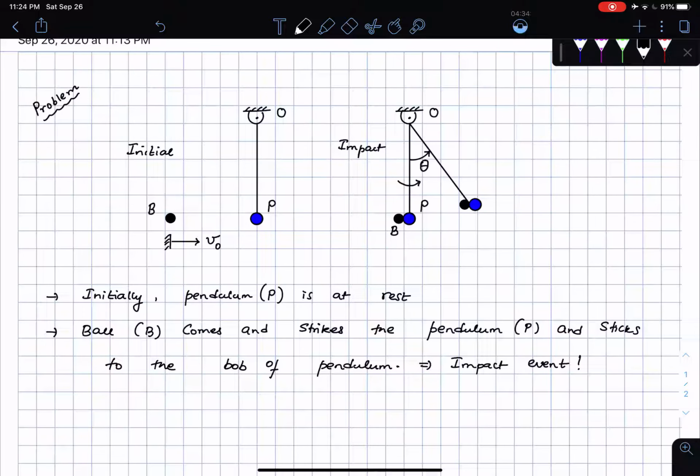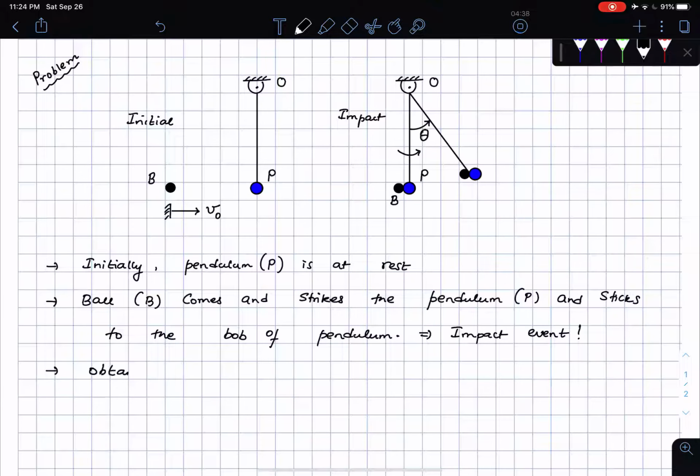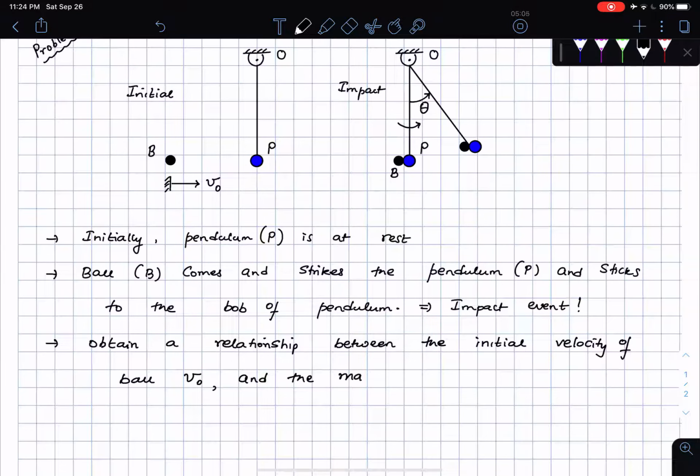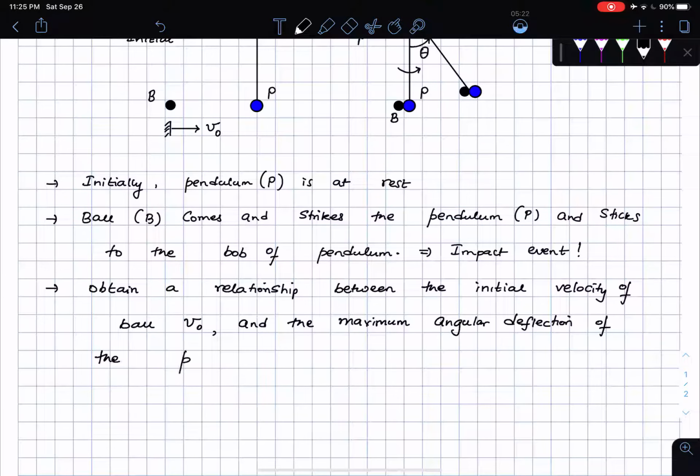What I want to do in the problem is the following. Obtain a relationship between the initial velocity of the ball, v naught, and the maximum angular deflection of the pendulum-ball system, theta max, after the collision has taken place.